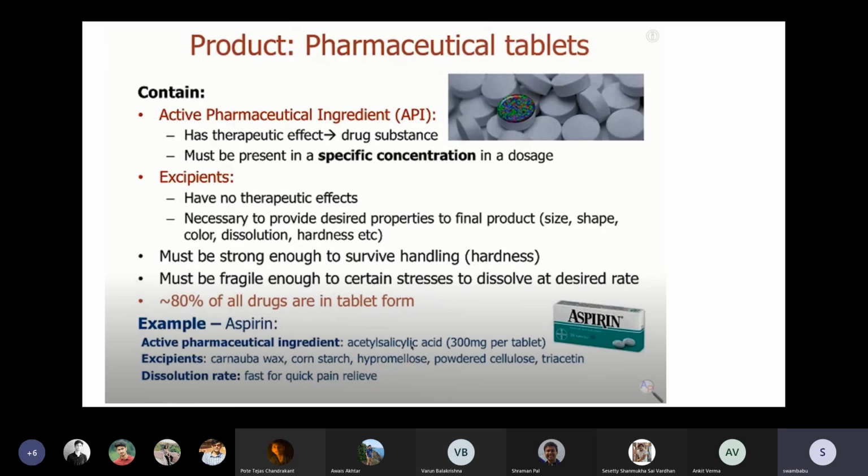And here they wanted the dissolution rate to be very fast, because it should dissolve very fast and be absorbed in our blood very fast so that we can get quick pain relief. So here is one example of an active pharmaceutical ingredient.